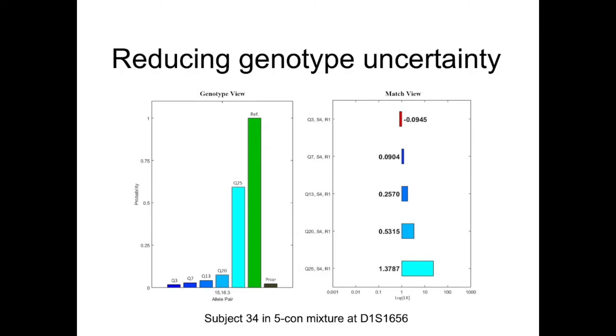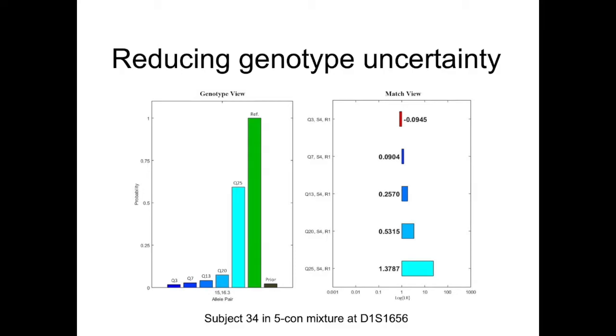So taking a look at some of the data from this study, these graphs show how subject 34 matches in this 5-contributor mixture by focusing in on one locus, D1S1656. The graph on the left shows the genotype probability distribution, and the right shows the respective locus log LR values. Under genotype view, the blue bars correspond to the inferred genotype probability before conditioning starting at Q3, followed by 4 successive peeling rounds, and the locus log LR values are displayed in the same order in match view.